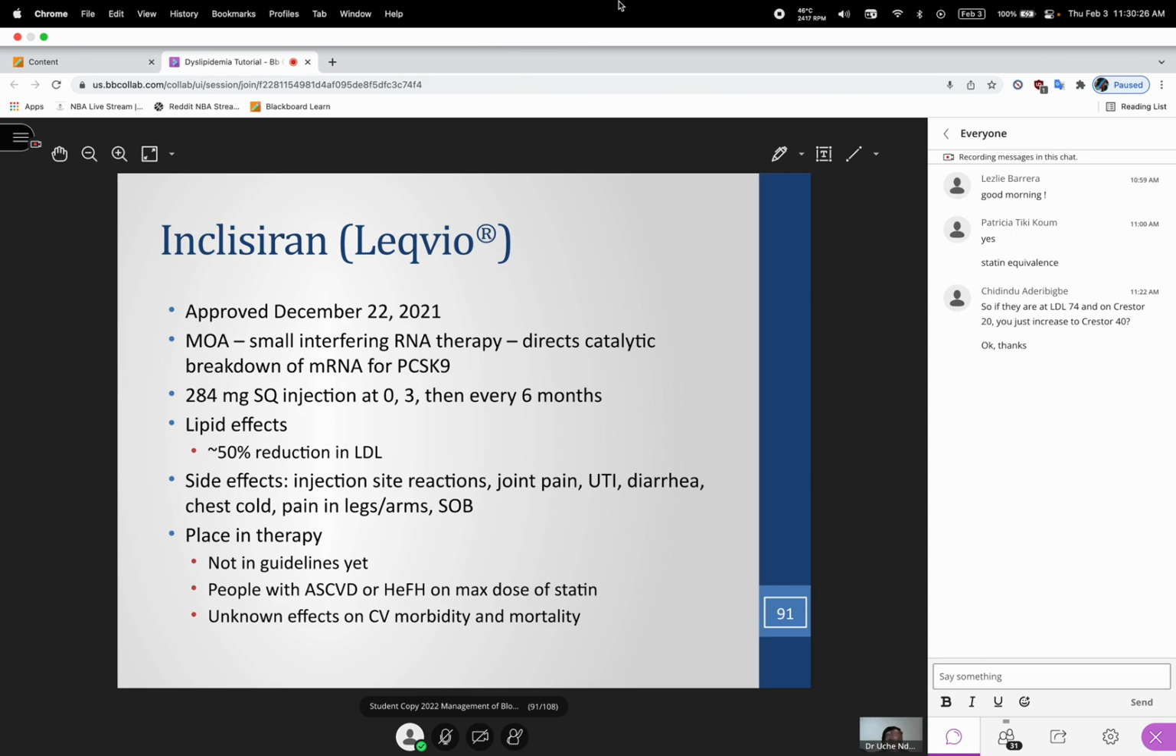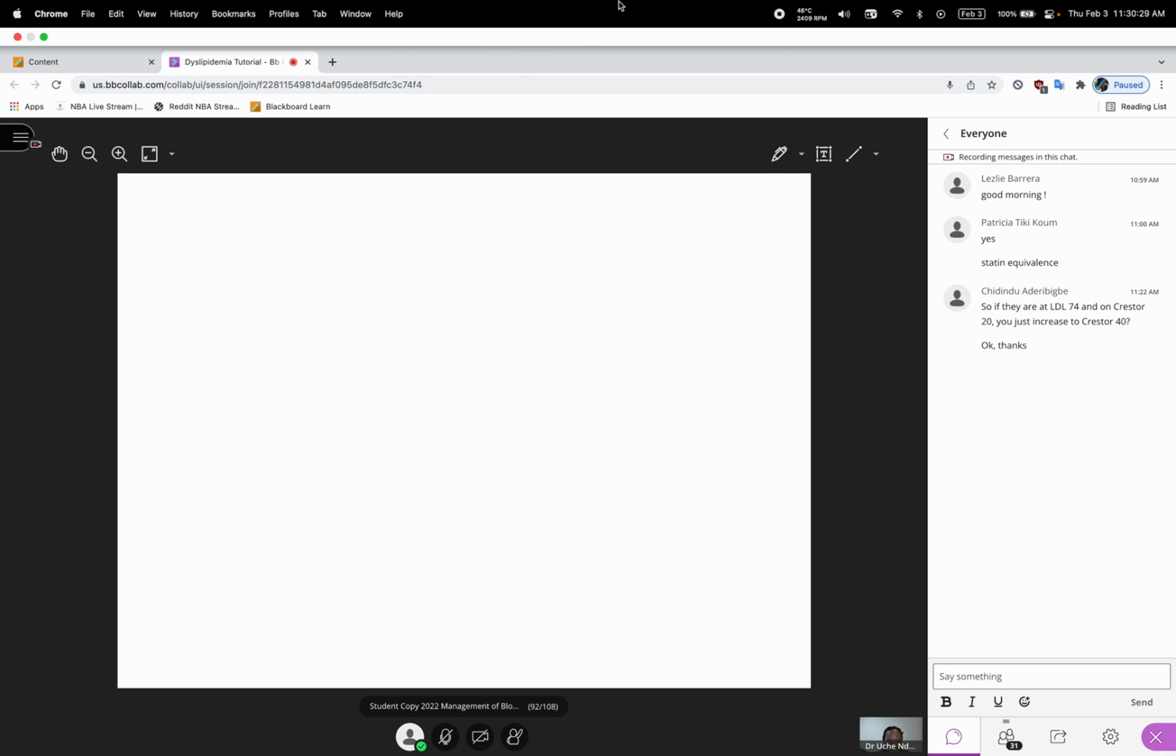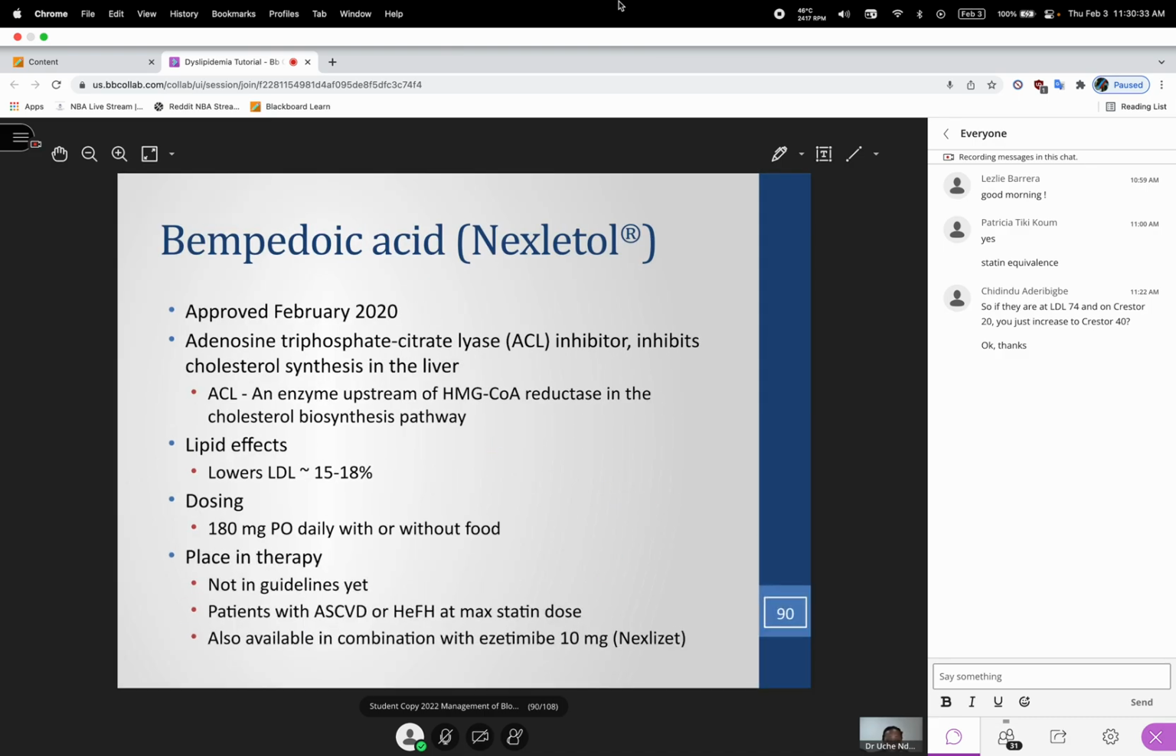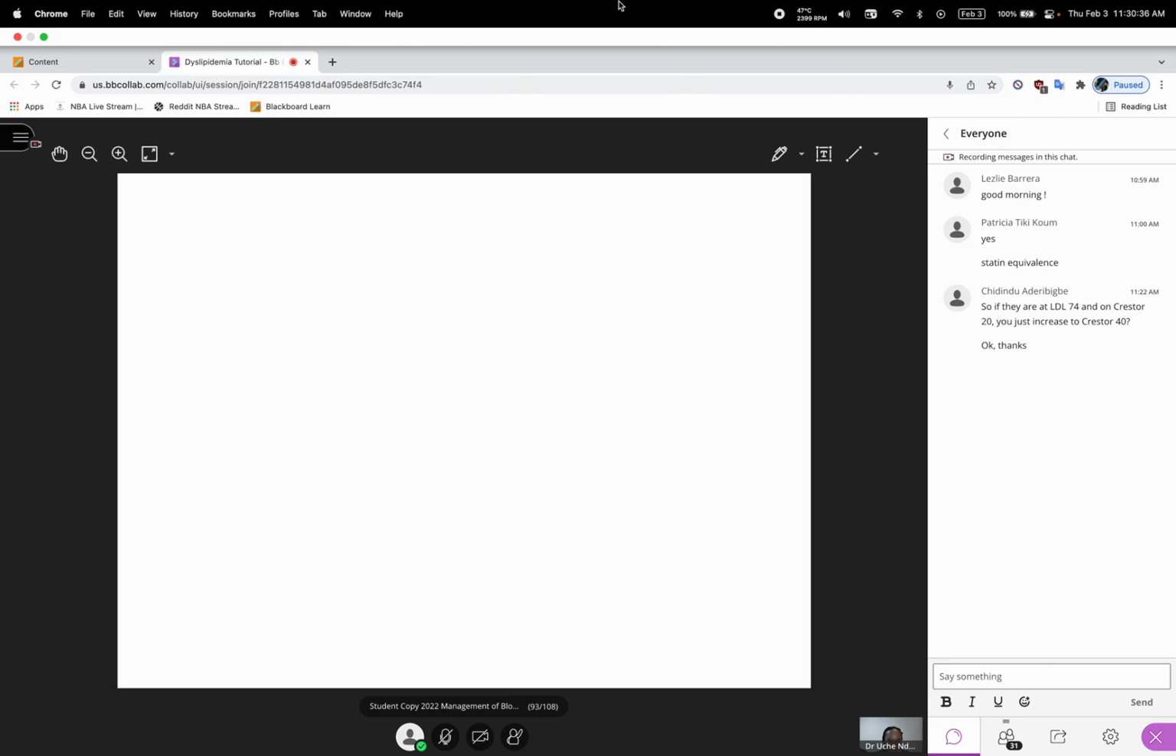So for now, you'll be safest to say, I don't recommend X, Y, and Z. Okay, for these two medications that are new to the market.